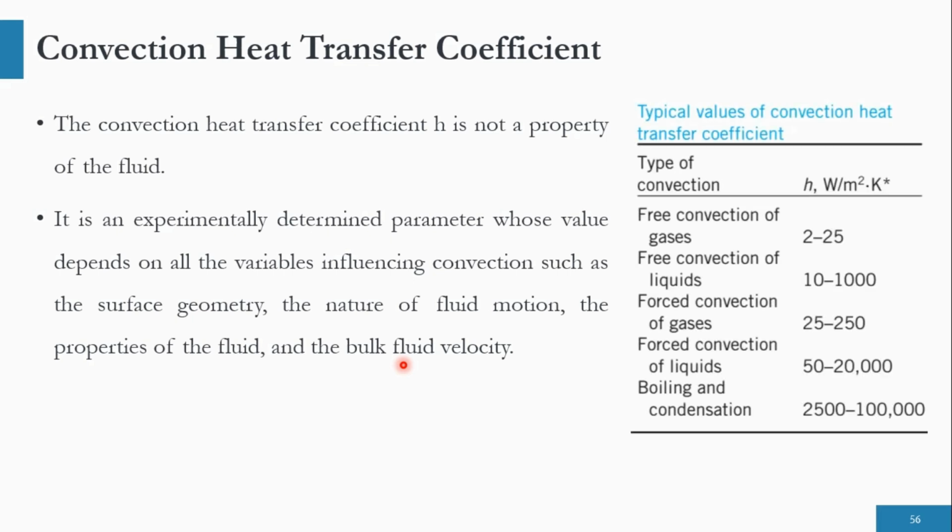And the different values of the heat transfer coefficient h, in watt per square meter per Kelvin: for free convection of gases, between 2 to 25. For free convection of liquids, between 10 to 1000. Forced convection of gases, 25 to 250. Forced convection of liquids, 50 to 20,000. Boiling and condensation, 2500 to 1 lakh watt per square meter per Kelvin. So this is the overall description of the convective heat transfer coefficient, which is a critical part once we talk about Newton's law of cooling.